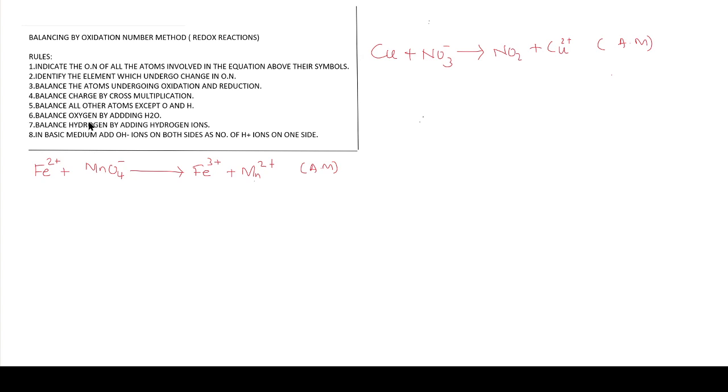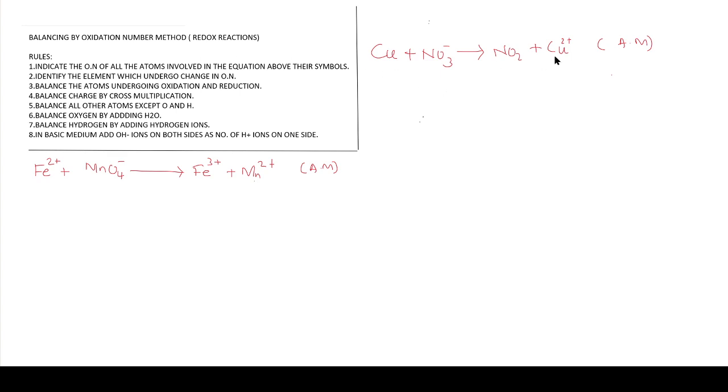Then the sixth rule is about balancing the oxygen. While balancing oxygen, we need to add H2O. The seventh rule states that we balance hydrogen by adding H plus ions, hydrogen ions. And the last rule is for the basic medium: we have to add OH minus ions on both sides, as many as the number of hydrogen ions on one side. So these are the rules we need to follow for balancing the redox reaction by oxidation number method. Let us take a few examples to understand it better.